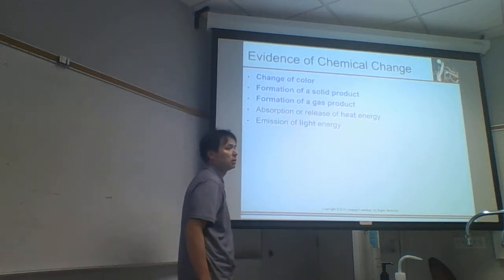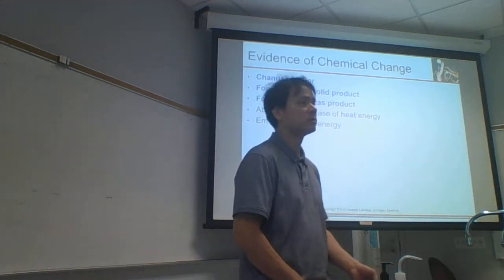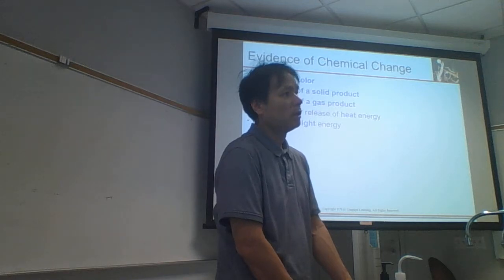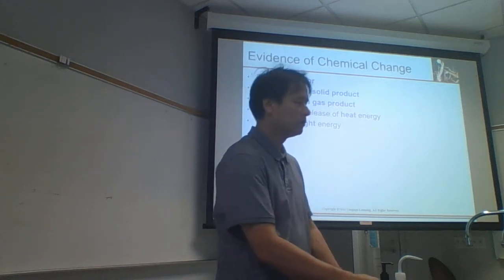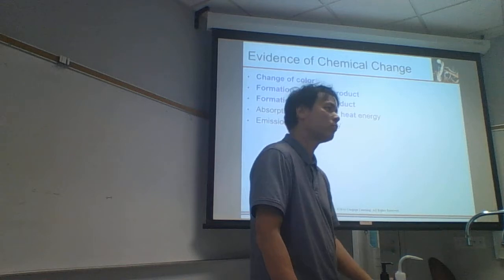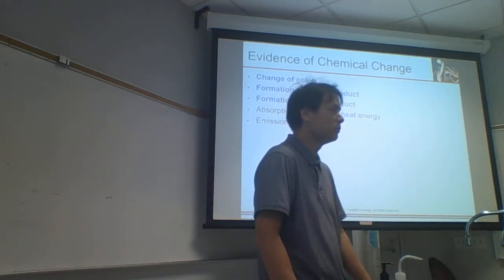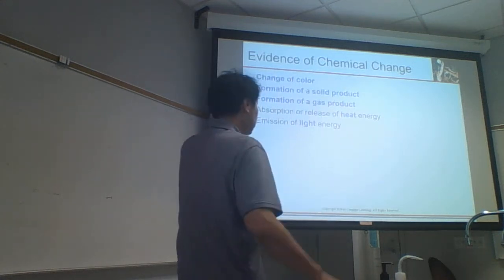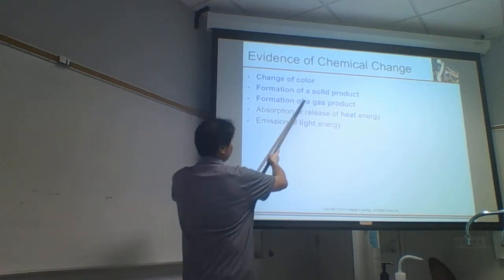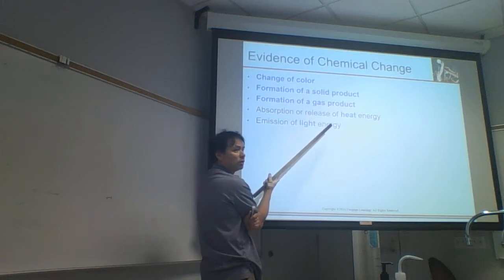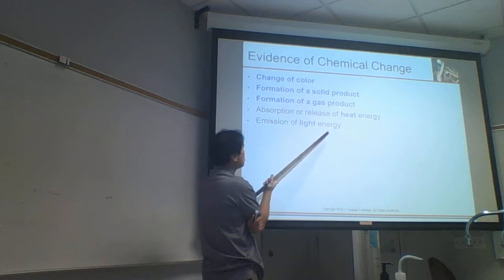Formation of a solid product, is that always chemical or could that be physical too? It could be physical. For example, if you take tap water and evaporate all the water, you're going to be left with a solid residue. All the minerals will form as a solid at the bottom of the cup or whatever you're using. So formation of a solid might be physical, might be chemical. You have to look at it. Formation of gas, if you boil water, is boiling water physical or chemical? Physical.